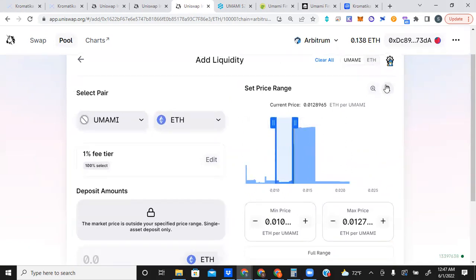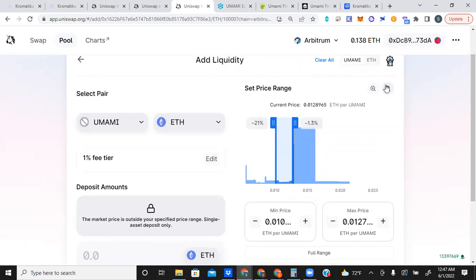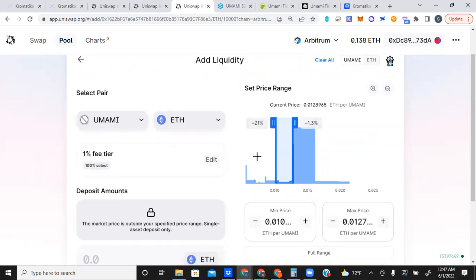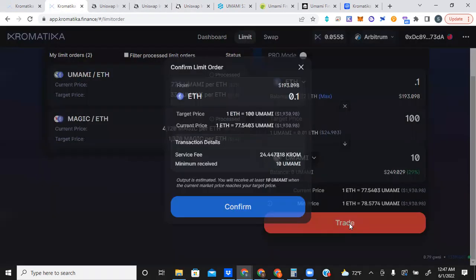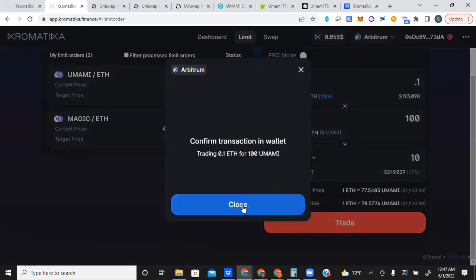And if we do come down here, I'm going to be interested to see how some of these liquidity pools perform, and if that does offer some incentives for other people to come in and invest and provide liquidity that way. So I think that's really all I got. Let's just go ahead and place this order here. Confirm transaction in the wallet.